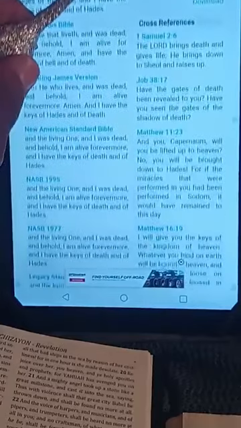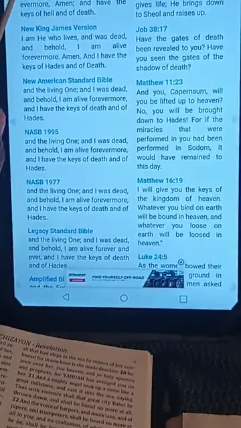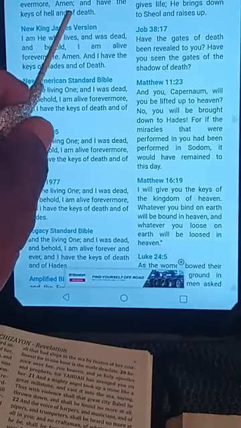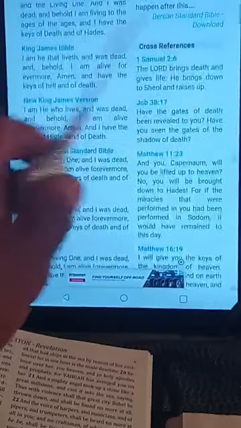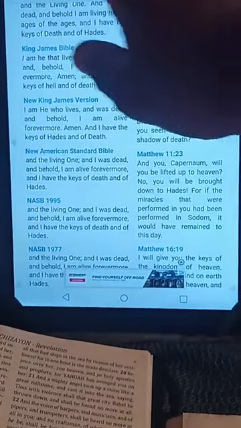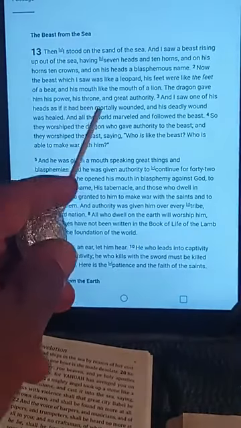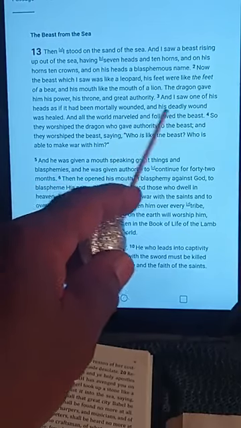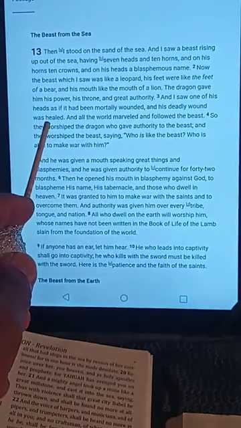The King James Bible is the oldest one in the list, from 1611. I have the keys of hell and death. He went in hell and defeated the demon. And he gave the demon, Satan's father, a mortal wound. And the deadly wound was healed.